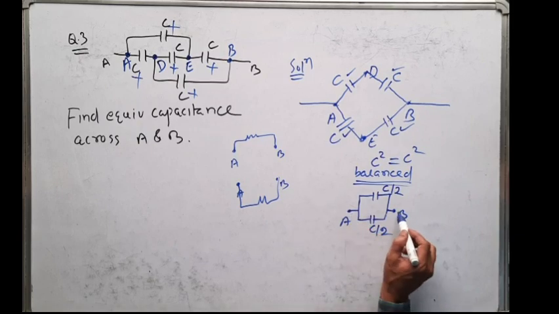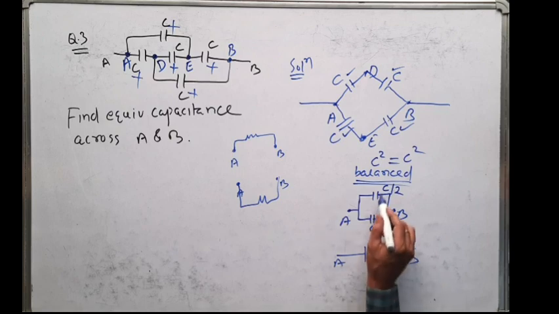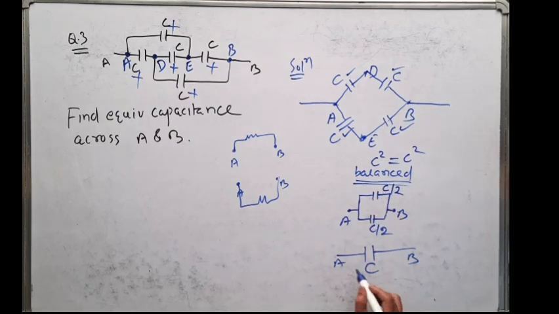So in between A and B there are 2 parallel paths. Then what is the equivalent capacitance? In parallel, the capacitances are added. C by 2 plus C by 2, that is C. So this is the equivalent capacitance across A and B.